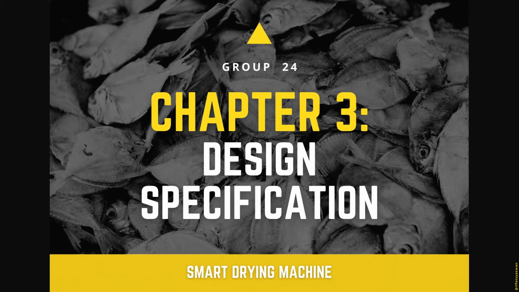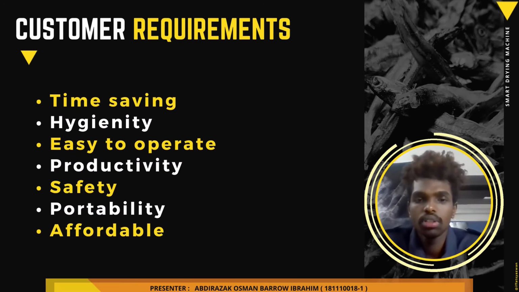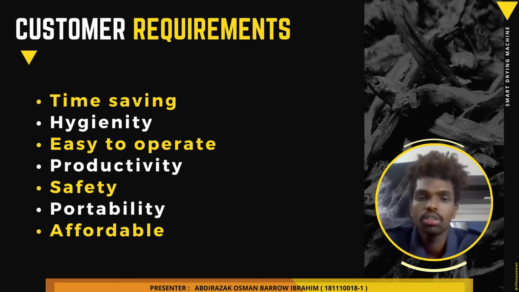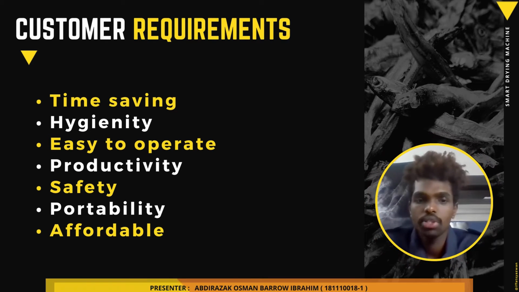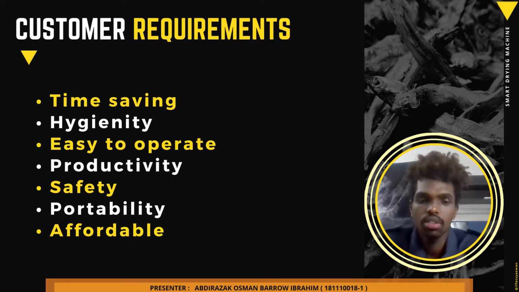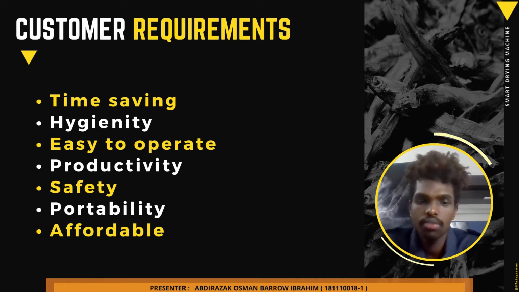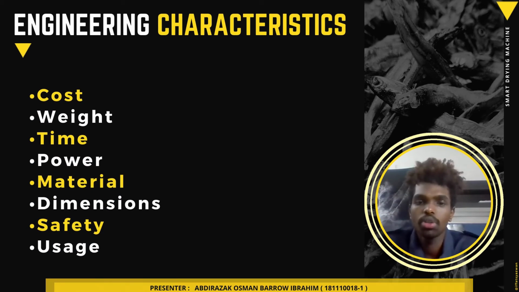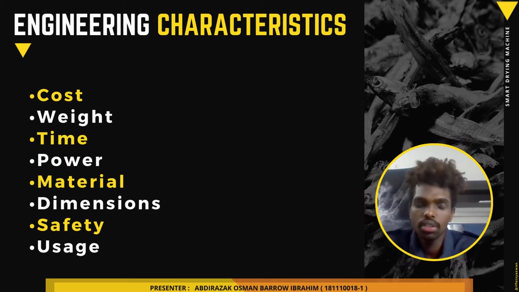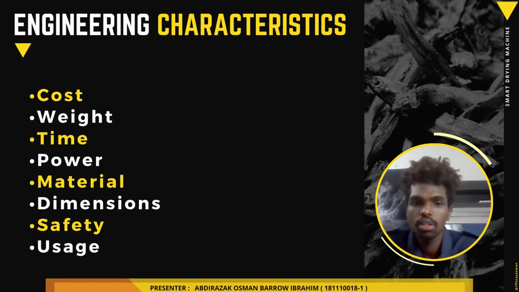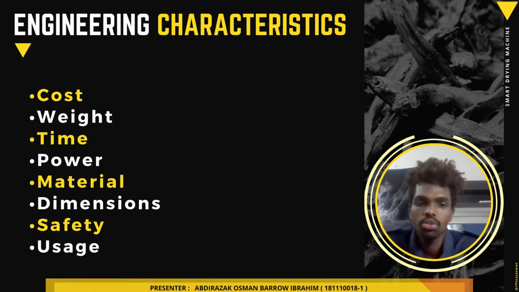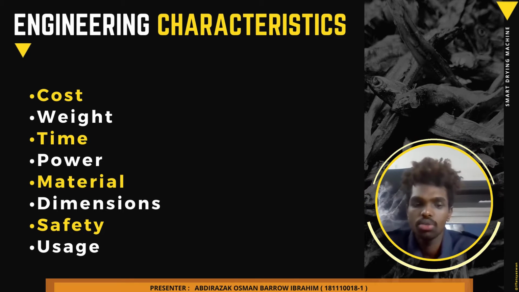Chapter 3 Design Specification. After we did the questionnaire, we took the customer requirements that they gave in the questionnaire, which are time saving, hygiene and easy to operate, productivity, safety, portability, and affordability. And we had to come up with the best engineering characteristics that will meet the customer requirements, which are cost, weight, time, power, material, dimension, safety, and usage.